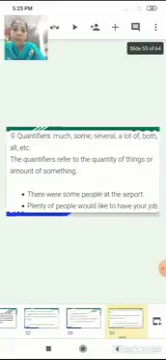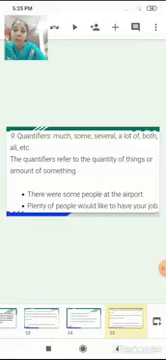Now the next determiner is quantifiers. Let me tell you about quantifiers. Quantifiers are also determiners which modify a noun to indicate its quantity. The words commonly used as quantifiers are much, some, several, a lot, both, all, etc. So quantifiers refer to the quantity of things or amount of thing.